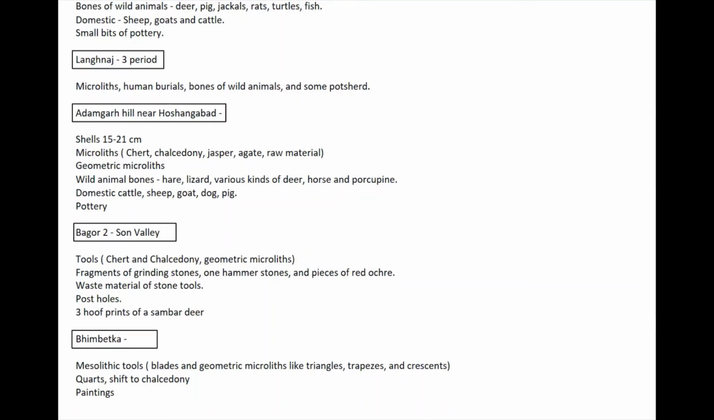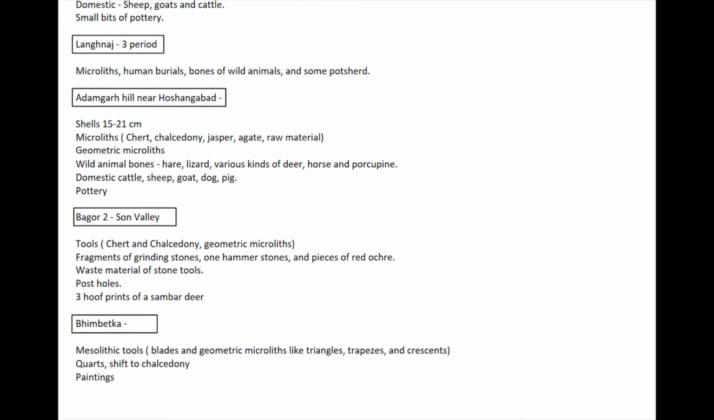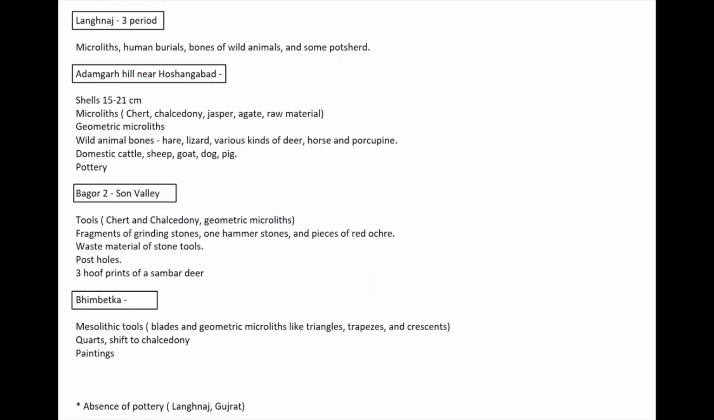Now we come to Adamgarh Hill near Hoshangabad, which has already been mentioned among the Paleolithic sites of central India. Its upper layer represented a Mesolithic level, which in turn made way for a Neolithic-Chalcolithic one. Shells found between 15 to 21 centimeters from the top of the Mesolithic deposit were dated by the radiocarbon method to around 5,500 BCE. So the Mesolithic level belongs at least to the 6th millennium BCE.